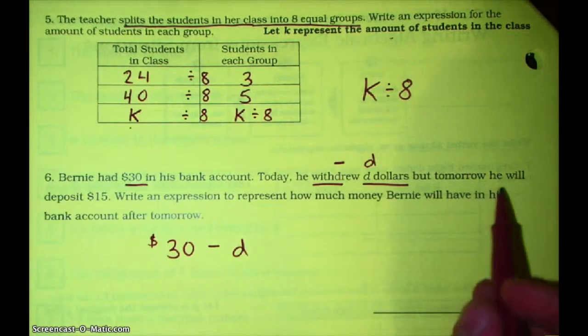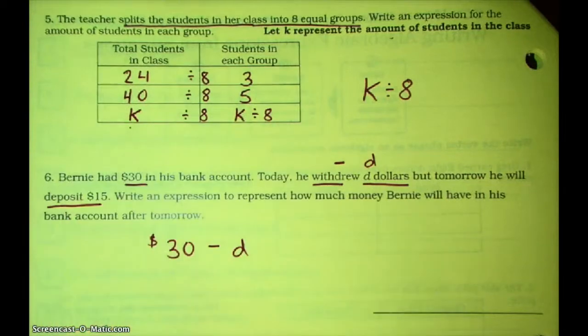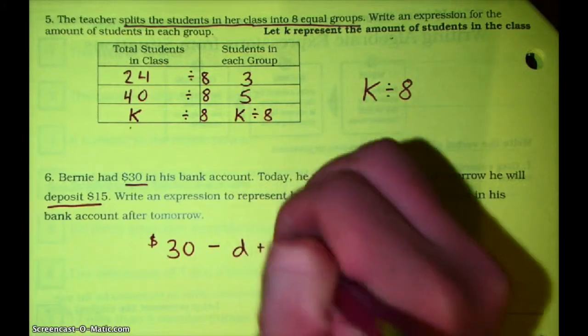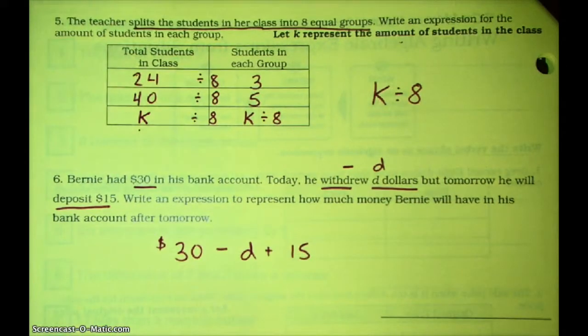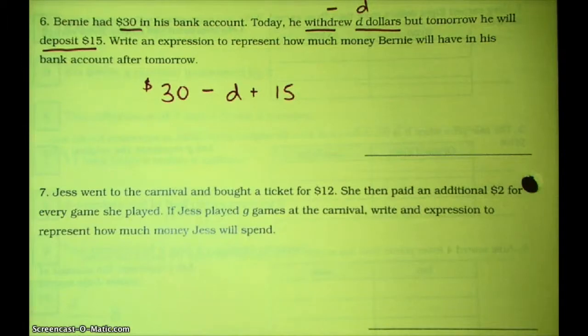But tomorrow it says he will deposit 15. Well, if withdraw is take away, deposit is put in. So when we see deposit 15, we'll say that we are going to then add 15. Write an expression to represent how much money Bernie will have in his bank account after tomorrow. Well, here's the expression. He started with 30. He's going to withdraw D dollars, and then after tomorrow he'll deposit 15. So 30 minus D plus 15 is my expression that will represent the money in the bank account. Now that we've completed these two problems, I'll have you try a couple on your own. Let's move on to question number 7.